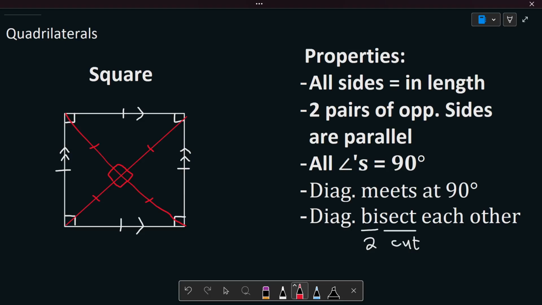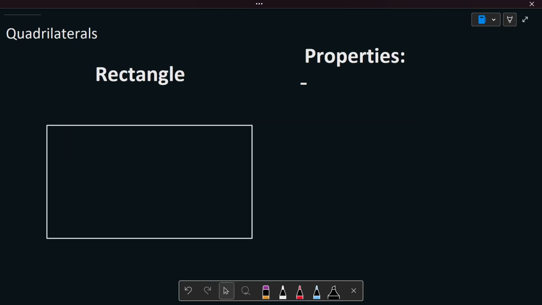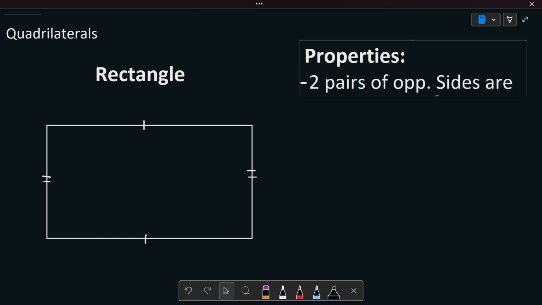Let's move on to the rectangle. So our rectangle has kind of the same properties as the square. So let's just go through each of them again. Let's look at the sides, right? We can see that this side over here is the same as this side over here. But this side here on the vertical is not the same as the horizontal lines. But we can say that this side here is equal to the opposite side over here. So our reason will be: 2 pairs of opposite sides are equal.